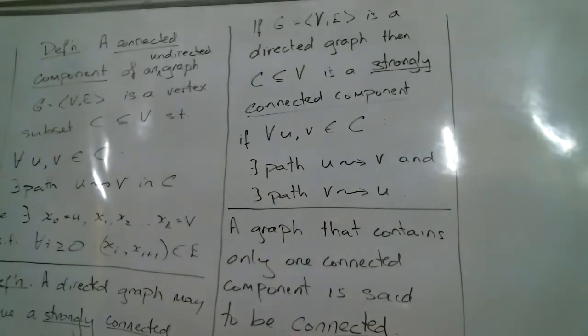So the question is, how would we now discover or find out whether we have only one connected component? Or indeed, how many connected components do we have actually in all? What do you think?